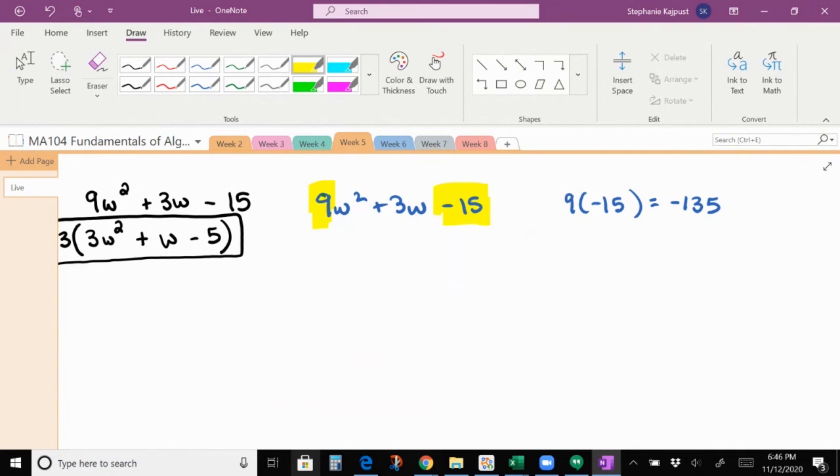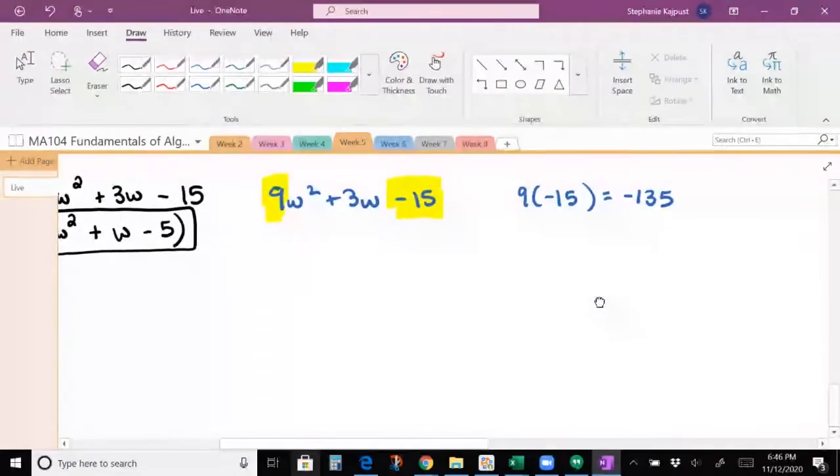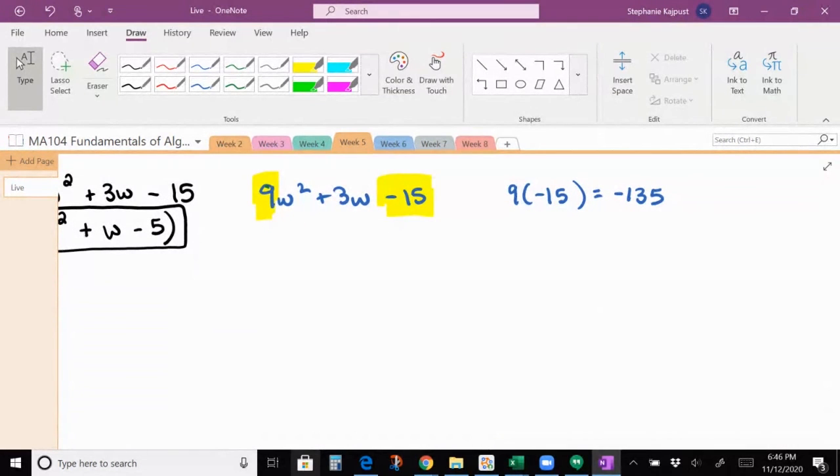A multiplied by C needs to be, let's see, and then they should add to be a 3, right? Yes. Yeah, so I'm going to have to start writing down all my numbers that multiply. So 9 times negative 15, I got 135. So this is going to be a long list.